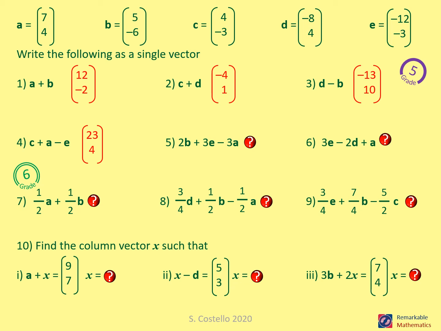And now what we're moving into is scalar vectors. So to work out question 5, we've got to work out what 2b was, work out what 3e was, and then 3a, then substitute those values in, and then do addition and subtraction. And that's why people find it hard with vectors. There's a lot of stuff to do to work out the answers.